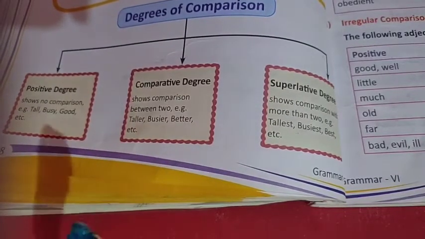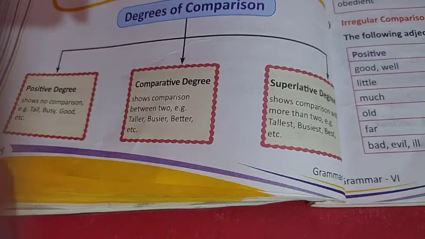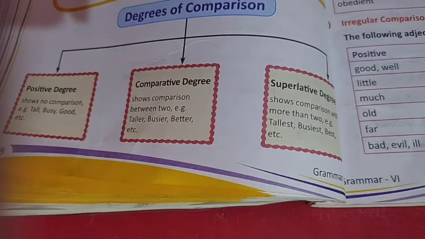So we are showing comparison between Lata and Neha. Rahul is stronger than Jay. So we are comparing them. We are making comparison. So for adjectives with more than two syllables, the comparative degree is made with the help of the comparative word more. When we have one or two syllables, er is added to the base. And if we have more than two syllables, the comparative degree is made with the help of the comparative word more.